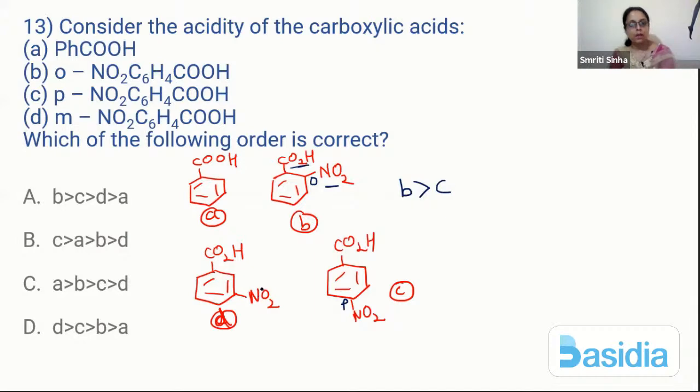Then will be your D, because at meta at least there is something present, nitro. It won't much affect your carboxylate ion because it is present at meta, but still it will show somewhat minus I effect and it will affect it. So it is next most acidic, and the least one is your benzoic acid because it does not have any electronegative or electron withdrawing group attached which will stabilize the conjugate base, and therefore it is the least acidic. So if you see this sequence, it matches with option A and therefore option A is correct.